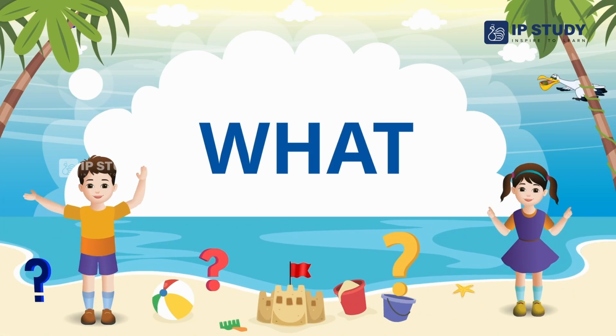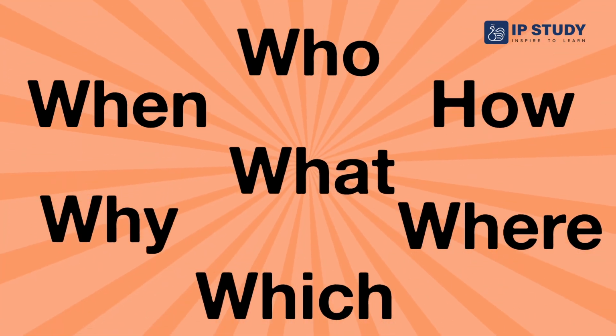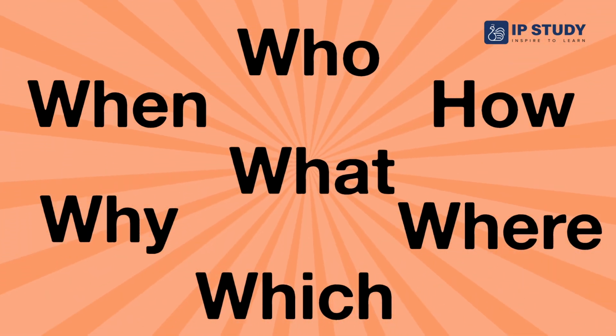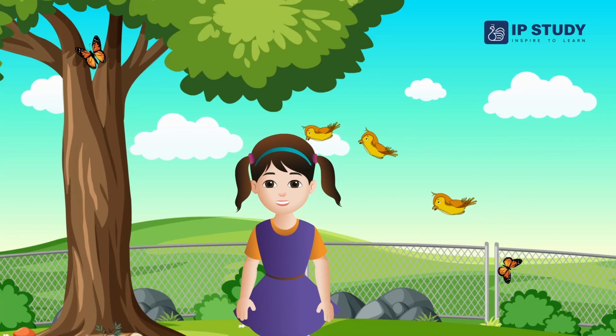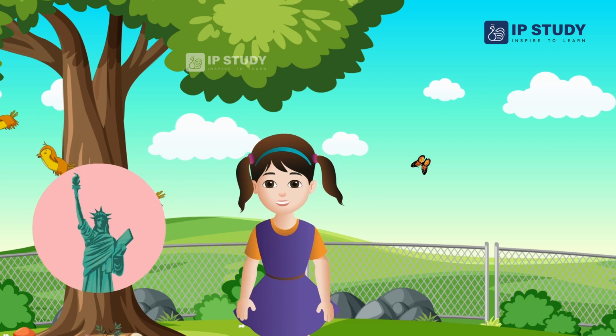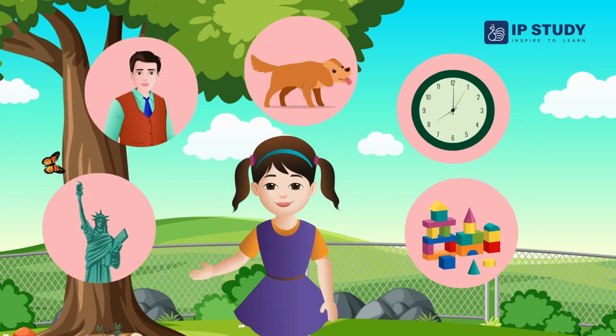Question word what? There are 7 question words in English. And what is one of them? The question word what is used to ask information about specific thing, people, animal, time and object.